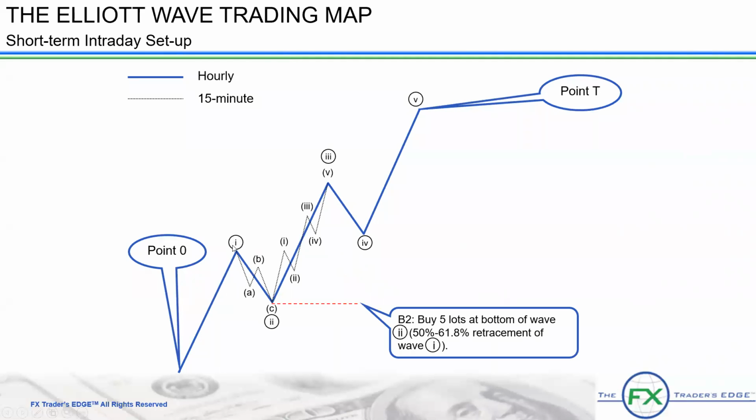So now the market corrects. Initially we bought at the subwave 2 of wave 1, right? Now we're buying at the circled wave 2. We buy 5 lots at the bottom of wave 2 at 50 to 61.8% retracement of wave 1. So this can be your breakout 2 trade in wavy tunnel terminology, and you're increasing your position. So now we're long 6 lots.